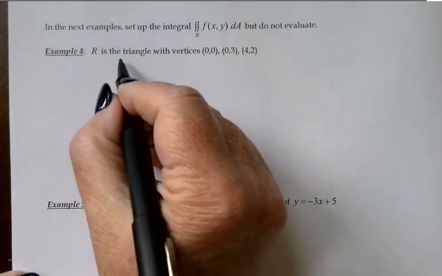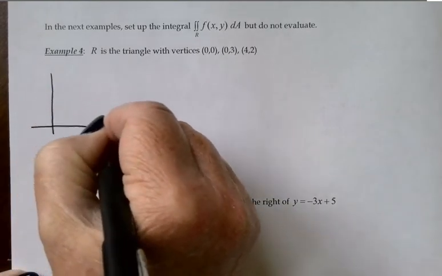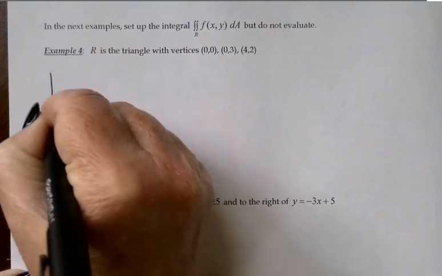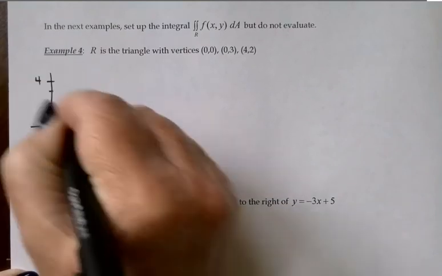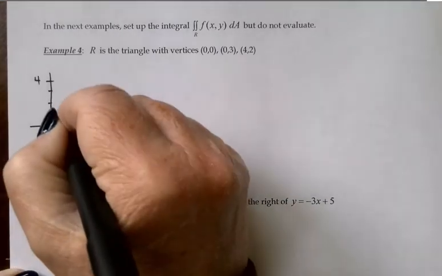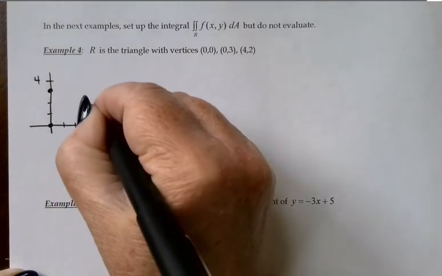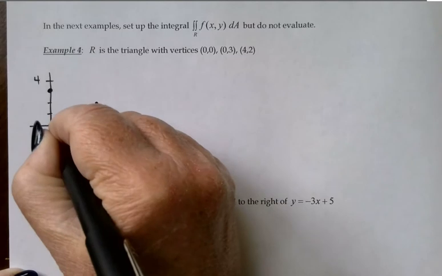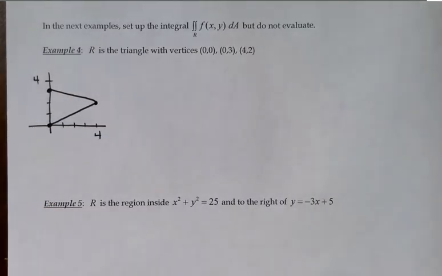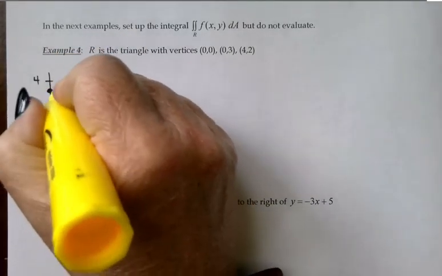So example 4, our region is this triangle. Our vertices are 0, 0, 0, 3, and 4, 2. And so here is my region.